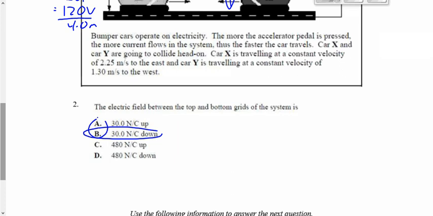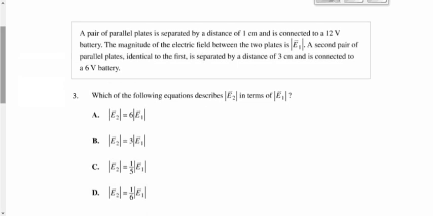Number 3. A pair of parallel plates is separated by a distance of 1 centimeter, connected to a 12-volt battery. Magnitude of the electric field is E1. The second pair of parallel plates, separated by a distance of 3 centimeters, connected to a 6-volt battery. Which of the following equations describes E2 in terms of E1?